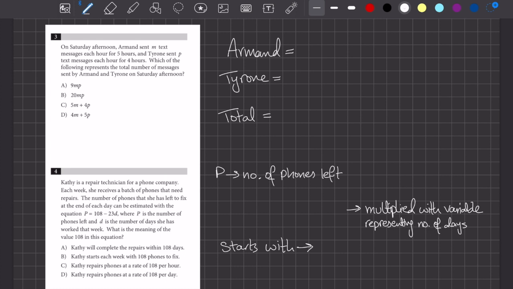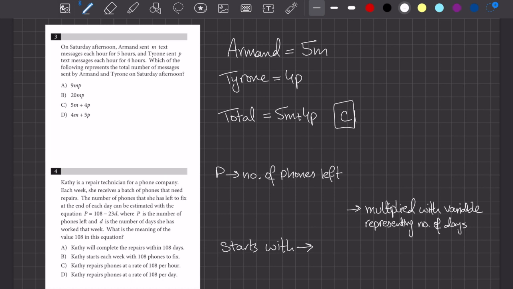Moving on to number 3, Armand sends m texts per hour for 5 hours, so he sends a total of 5m, while Tyrone sends p per hour for 4 hours. Therefore, he sends a total of 4p. We just add them to get the total as option C.